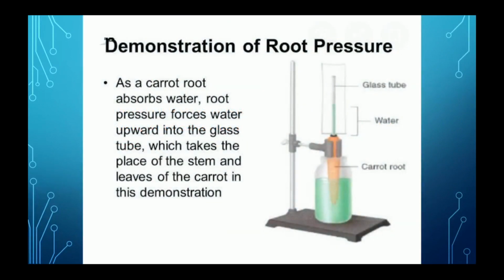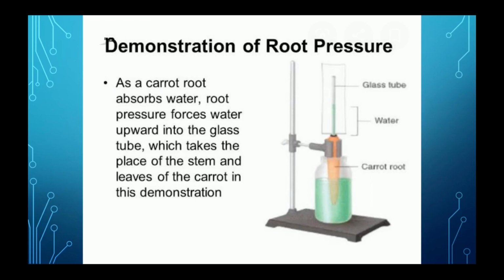Let us see the activity, then you will understand what root pressure is. You have to make an arrangement: take a bottle and a carrot, and also a glass tube, and arrange them the same way as given in the picture. Fill the glass tube half with water, and also fill the bottle with water. In the glass tube, mark the initial level of water and keep the setup undisturbed for 2 to 3 hours.